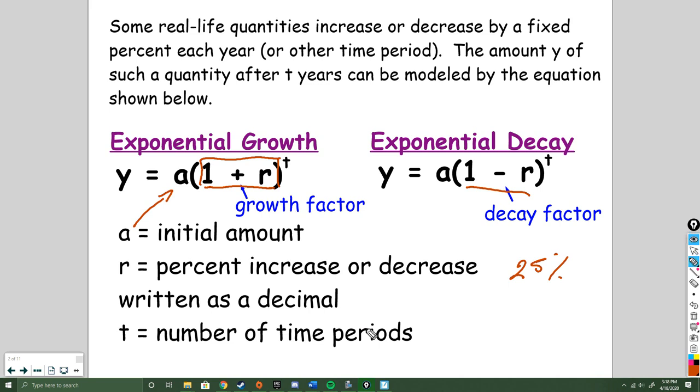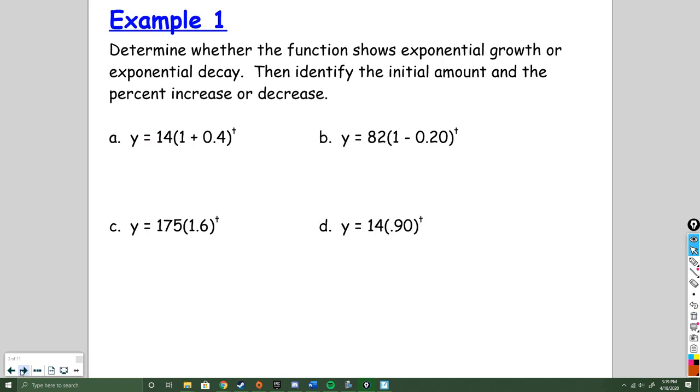So let's get to the next example. In example 1, we just want to determine whether the function shows exponential growth or exponential decay. Then we're going to identify the initial amount and the percent increase or decrease.